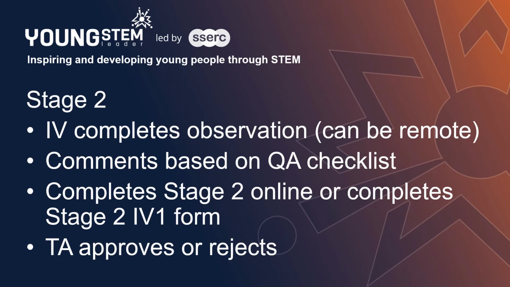The observation should include the tutor assessor delivering the Young STEM Leader Award and making assessment decisions. The tutor assessor then provides comments based on a quality assurance checklist, and these comments are in Stage 2 of the online version or Stage 2 of the IV1 form. The tutor assessor then can review this and approve or reject.